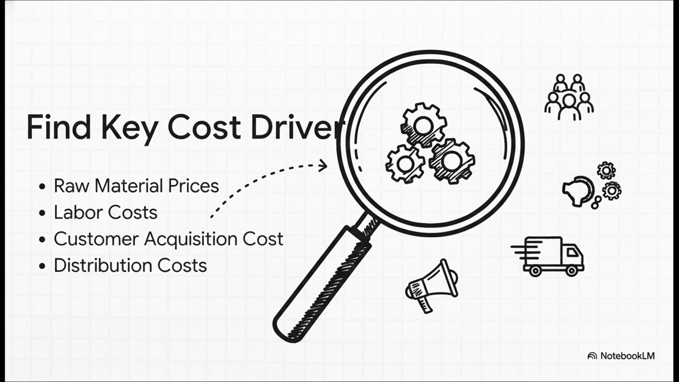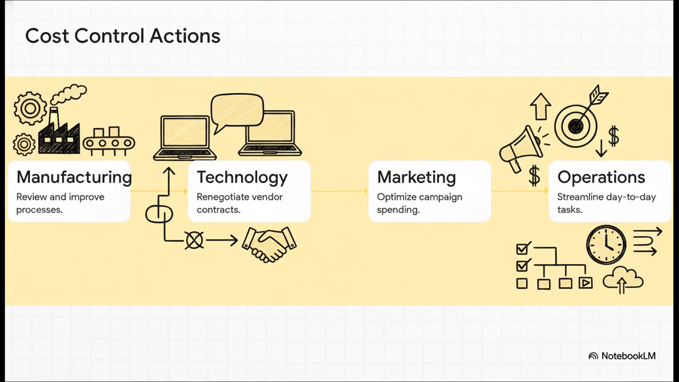Is it the price of your raw materials? Is it your labor costs? Or maybe it's how much you're spending to get each new customer. Knowing this tells you exactly where to focus your energy. And once you know where to look, you can start taking real, concrete action. Maybe you can find a way to make your manufacturing process a little more efficient. Or maybe you can call up your software vendors and try to renegotiate a better deal. You can fine-tune your ad campaigns, or just find ways to streamline your day-to-day operations.